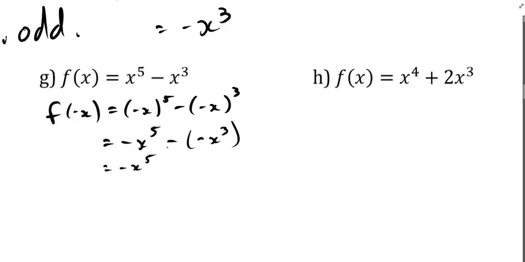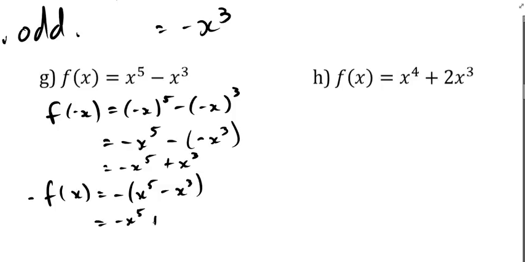I don't know that you really need to do extra steps for this one, but this works out to plus x cubed like that. And then when I do -f(x), I get negative x to the fifth minus x cubed, which is negative x to the fifth plus x cubed. Therefore, you should have got odd for this one. This one worked out to odd. I'll show you this one visually in a moment.